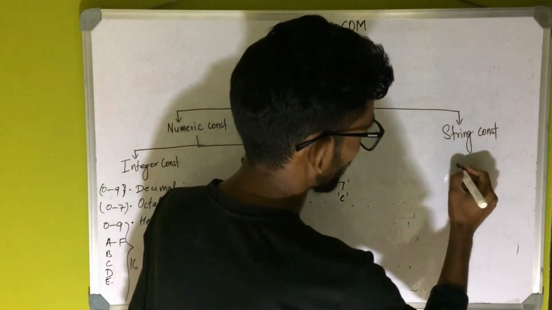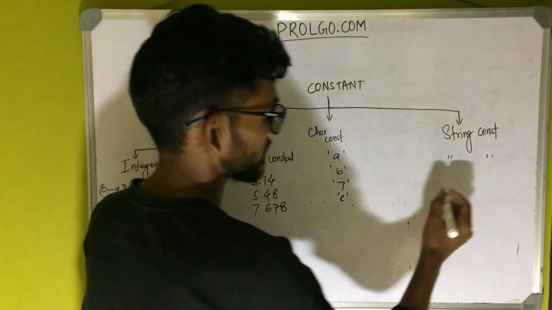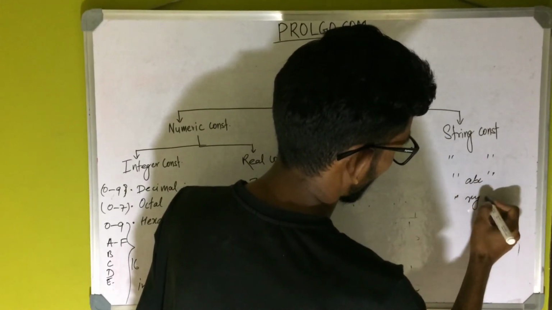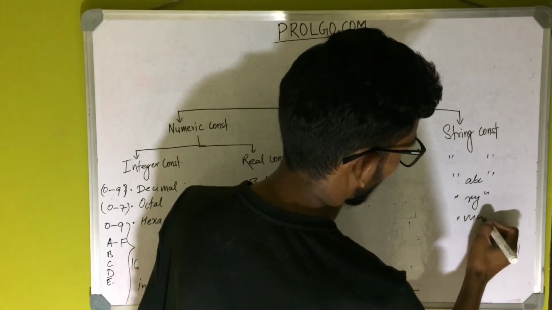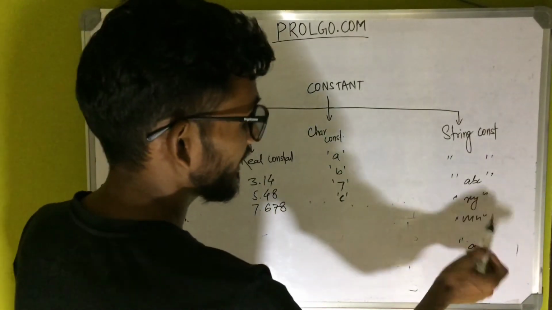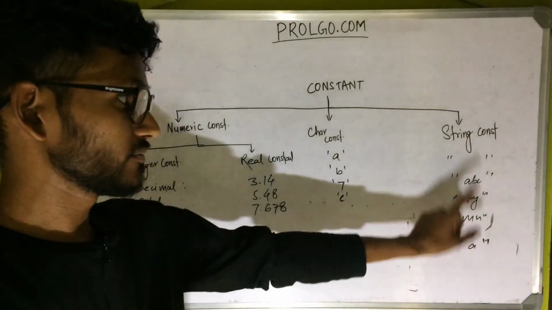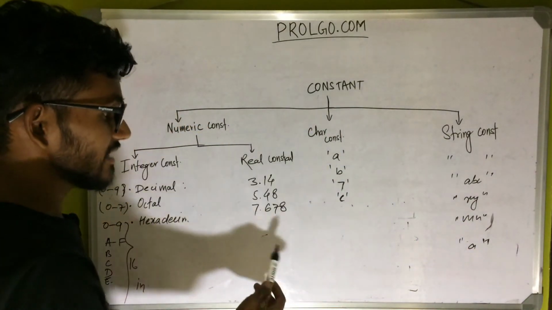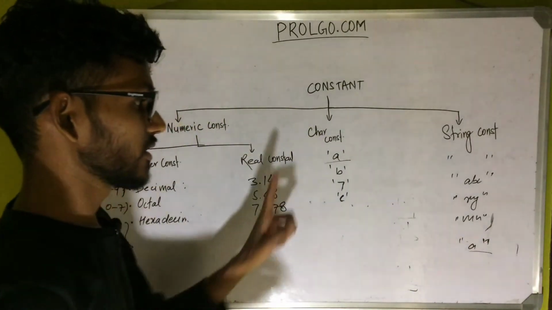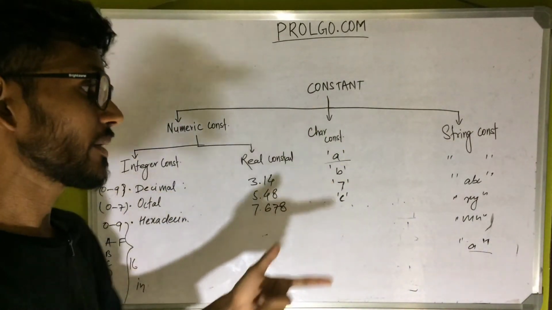And then a string constant: whatever is enclosed in double quotes will be a string constant, like A, B, C, X, Y, and then M, N, and even A. Yes, even the A, if it is enclosed in double quotes, will be a string constant. So if you get the question of what the difference is between this one and this one, this is a character constant and that is a string constant, and then, while storing into memory, how will it store?